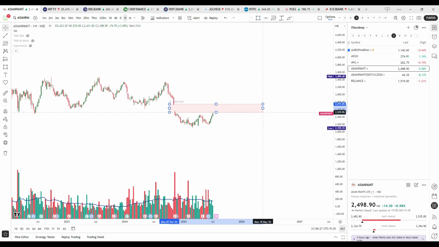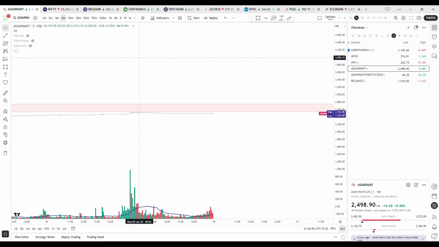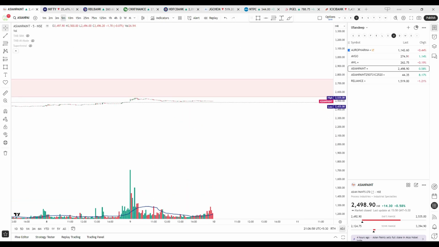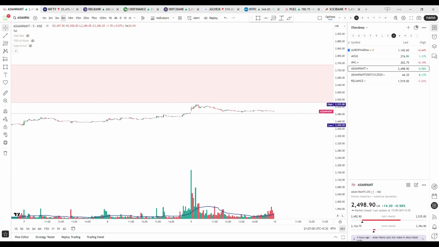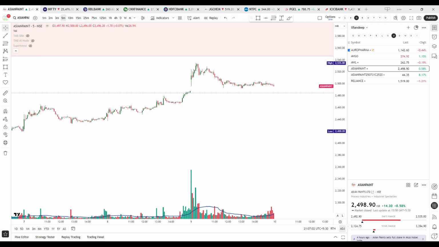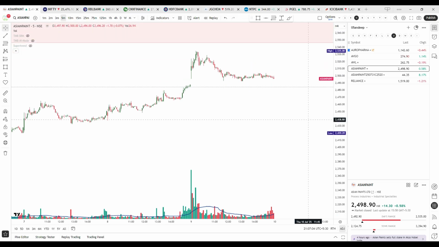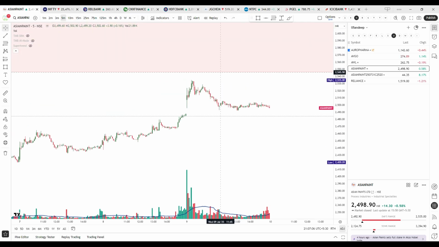The moment it tries to enter the gap area, let's say one day before, I created the watch list. This is my watch list, I created it and added to the watch list. Now I'm going to go to the 5-minute chart. What do we have to see in that 5-minute time frame?